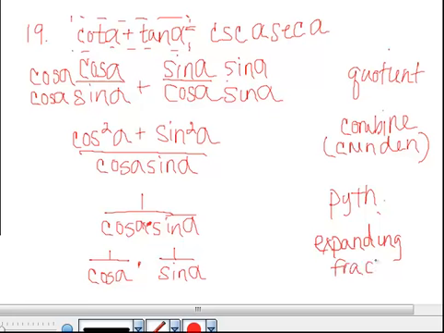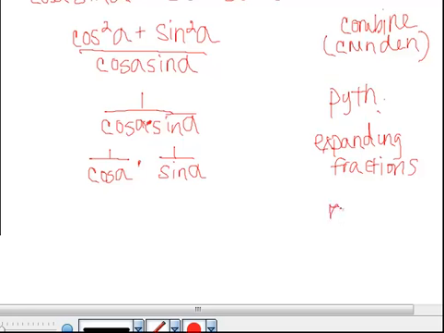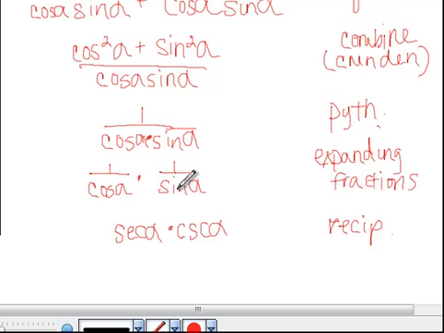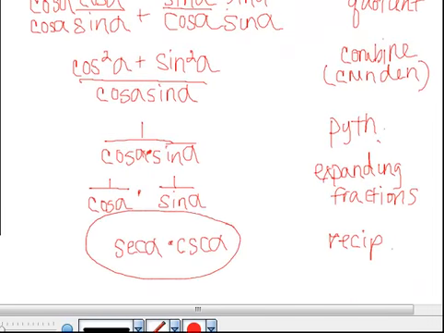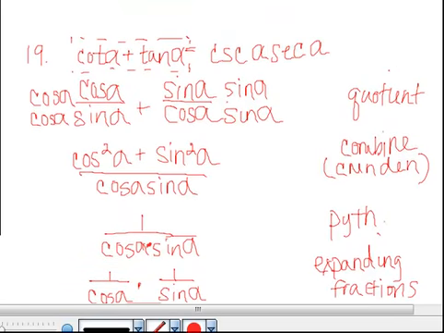Okay, and then finally, the reciprocal identities that we have. This is going to become secant of alpha times cosecant of alpha. And once again, it's kind of confusing because the reciprocal of sine goes with the c of the reciprocal identities, and then cosine goes with the s, but it's backwards of what you would think. And so there we have it. You can go ahead and flip those around if you want because multiplication is commutative.